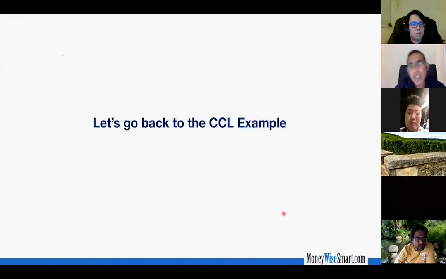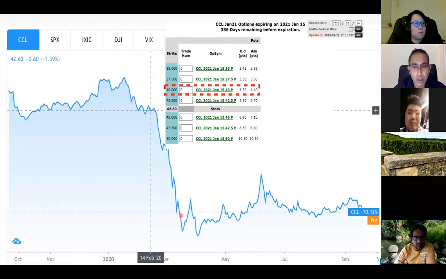Okay, so let's go back to the Carnival Cruises example, which we had seen earlier. Now, on what was the date? This was, let me move this. On 14th of February, the share price was 42.60, and the 40 strike option we saw is $4.40.